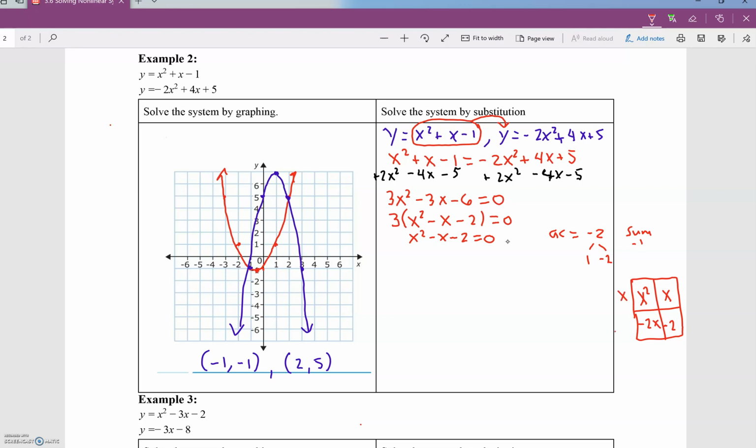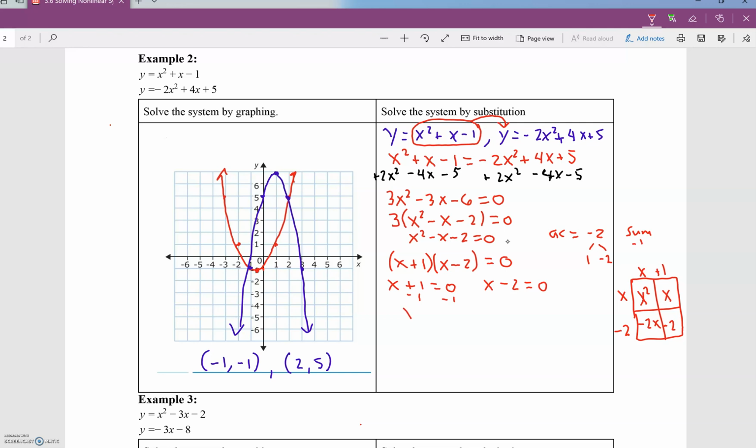GCF for each row, each column, and we've got our factorization. Double check it. X plus 1 times x minus 2 does equal x squared minus x minus 2. Okay? So, we set each factor equal to 0, and we solve those simpler equations.